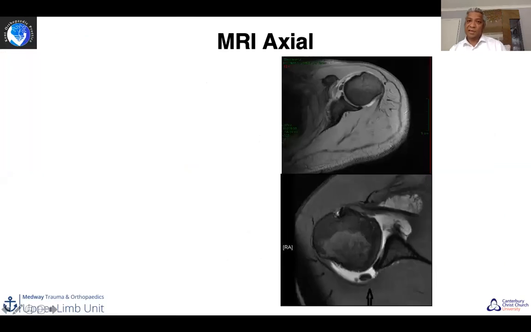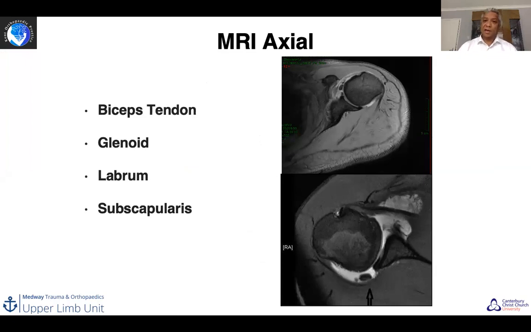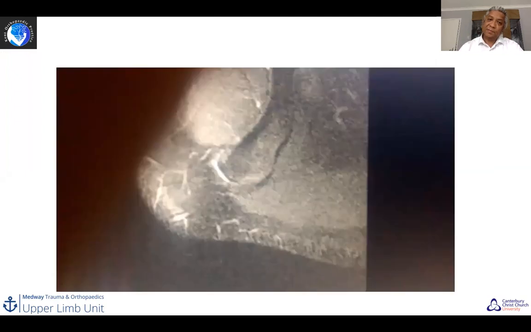In the axial sections, it's mainly to look for the supraspinatus and the biceps. You can look for any loose bodies. The subscapularis tendon, also a good view for looking at the glenohumeral joint, whether there's any rupture.